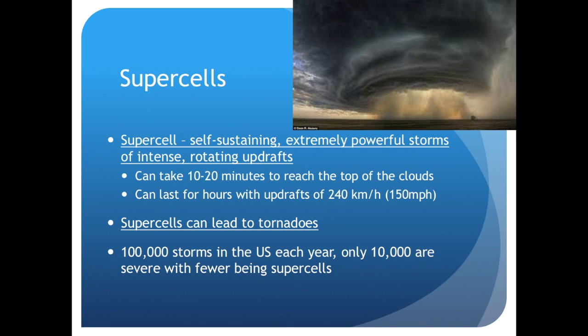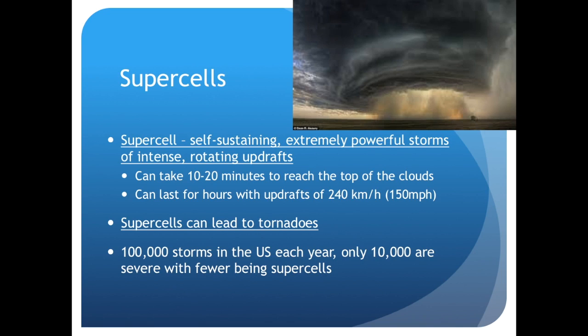So starting with supercells, a supercell is a very powerful self-sustaining system where you have a lot of rotation and strong updrafts. These updrafts can actually cause air to rise for 10 to 20 minutes before they reach the top of the cloud. So these often form in cumulonimbus clouds and can usually last for a couple hours with strong updrafts of 150 miles an hour. These supercells can lead to tornado formation.